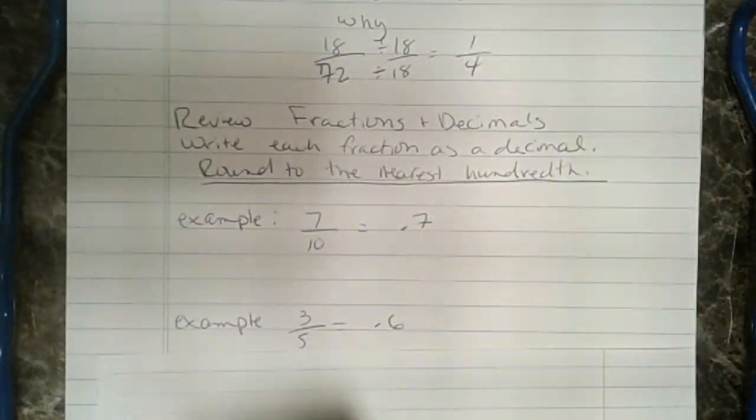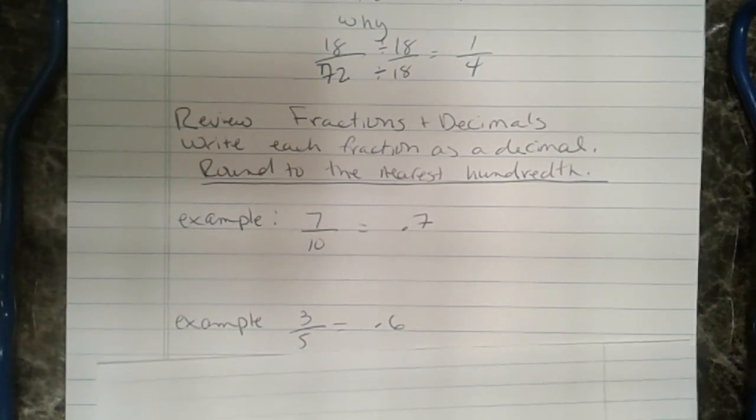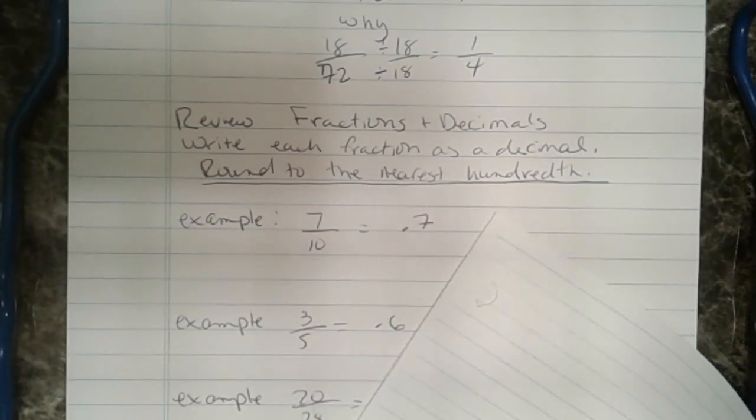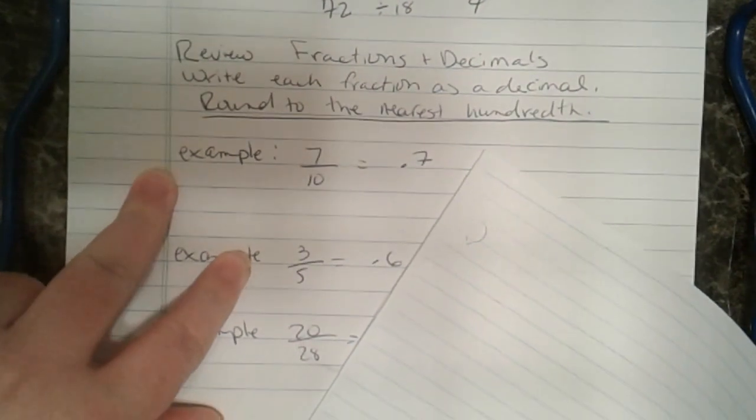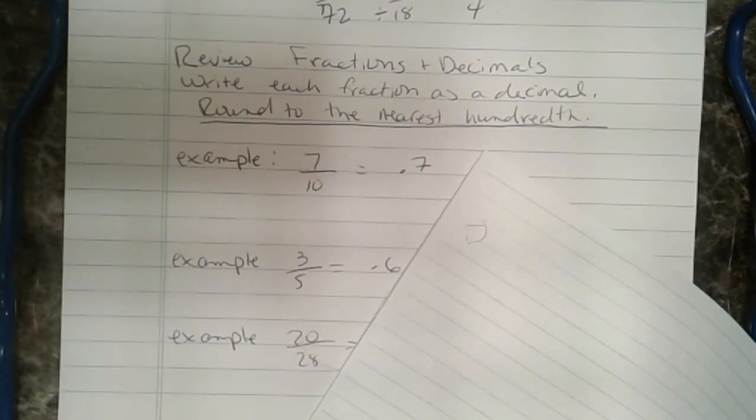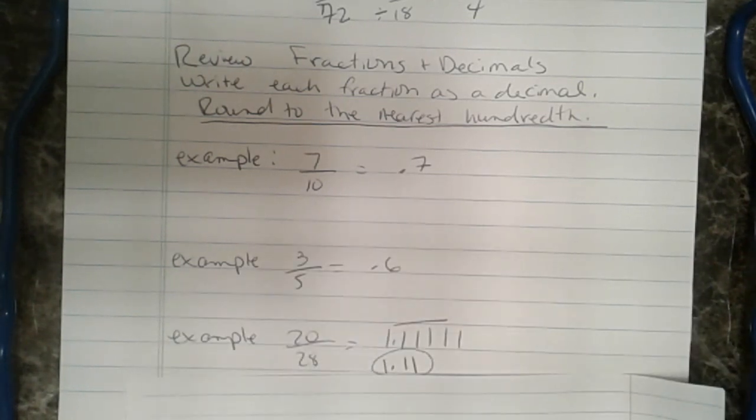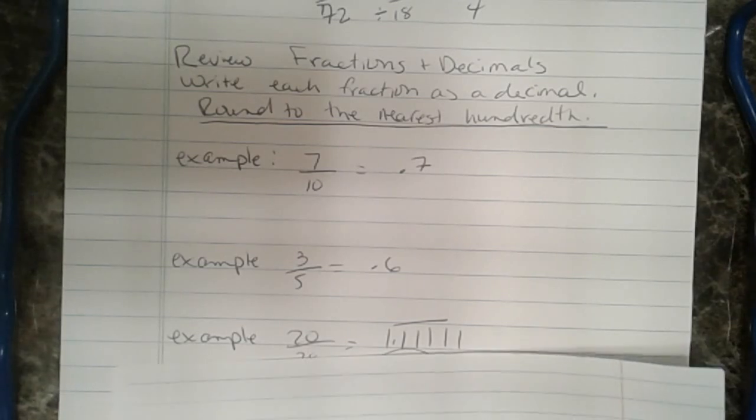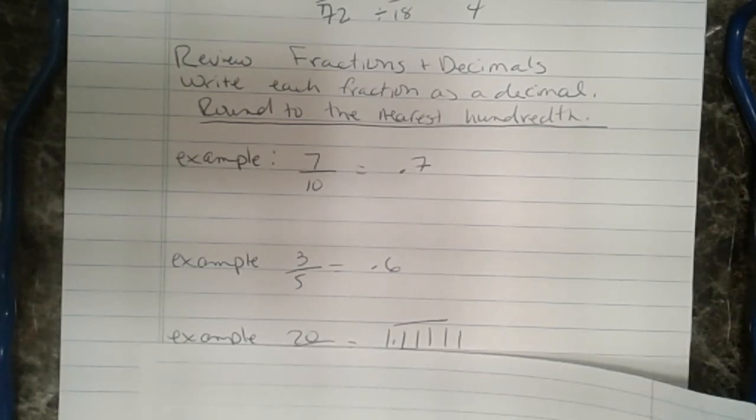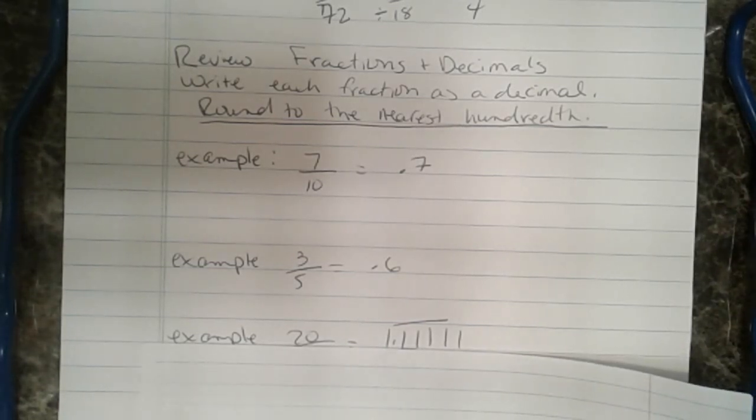Okay, I want you to try out this last one as well. And the last one is 20/28. So go ahead and pause the video again and find the decimal of 20/28. All right, assuming that you paused the video and you actually worked this out, you would have said that 20/28 is 1.1111111, right? Keeps going on and on forever.